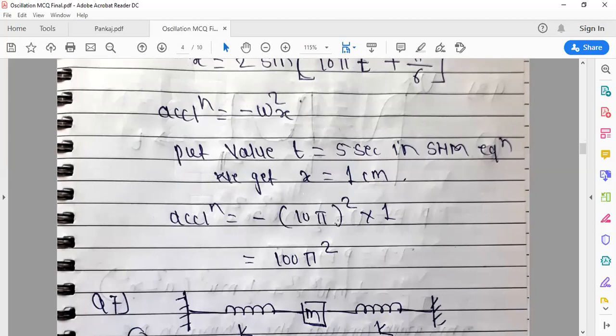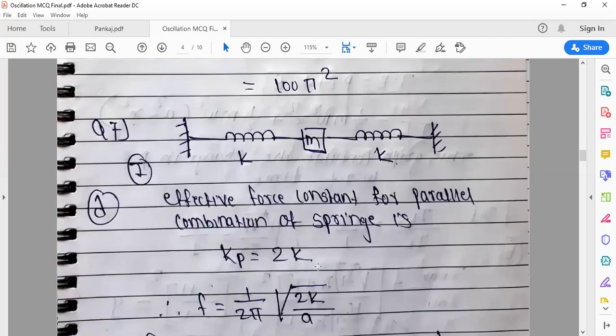So acceleration is equal to minus omega square, so it is 10 pi square. So same as the last question number 5, we get the displacement is equal to 1. So finally acceleration is equal to 100 pi square. So for question number 6, the correct option is minus, there is a minus sign, 100 pi square, that is the option number D. Correct option is option number D. Next one, question number 7. In question number 7, what are the given things?